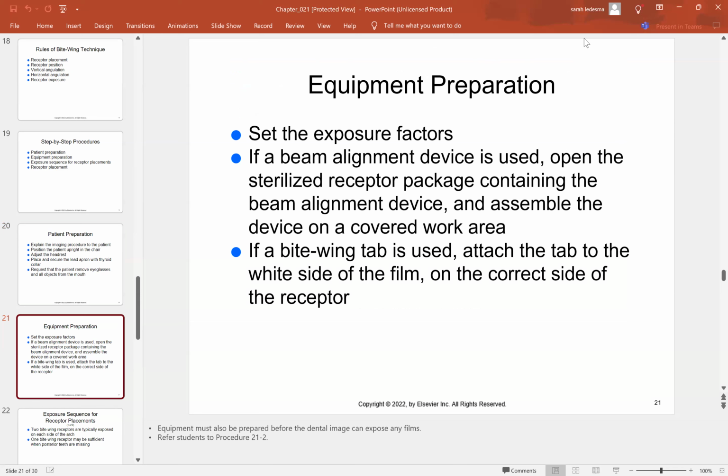If a beam alignment device is used, open the sterilized receptor package containing the beam alignment device and assemble the device on a covered work area. If a bite wing tab is used, attach the tab to the white side of the film on the correct side of the receptor.